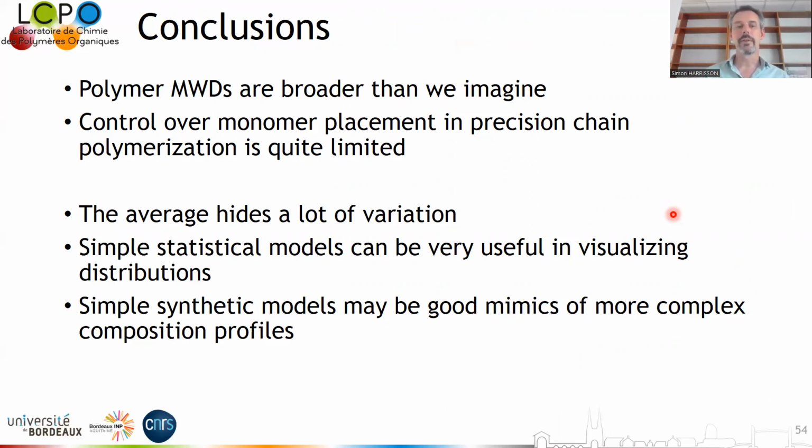If you want to visualize that variation, just making some simple statistical models and simulating a few polymer chains, drawing them out, can be extremely useful in order to give you a picture of what kind of distribution you have in your system. And then what I hope I've shown with that very last part is that simple synthetic models can be good mimics of more complex composition profiles. Again, because of the random variation, which means we lose a lot of the detail of changes in composition profiles.